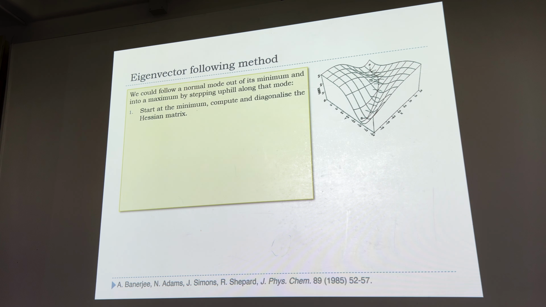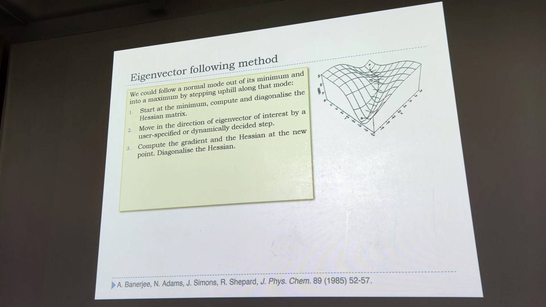So we start at the minimum, we compute and diagonalize the second derivative matrix. We move in the direction of the eigenvector that we are interested in, so we look at the vibrations, we pull that vibration further and step in the geometry in that direction. Could be a user-specified step, could be something dynamically decided.